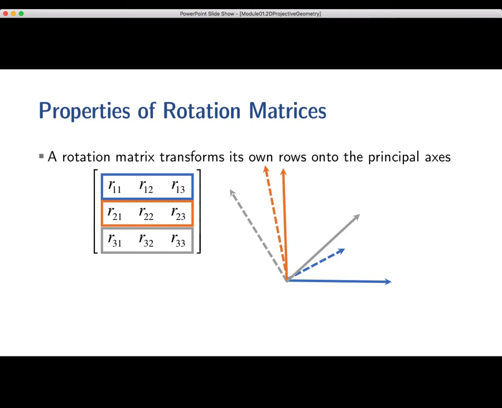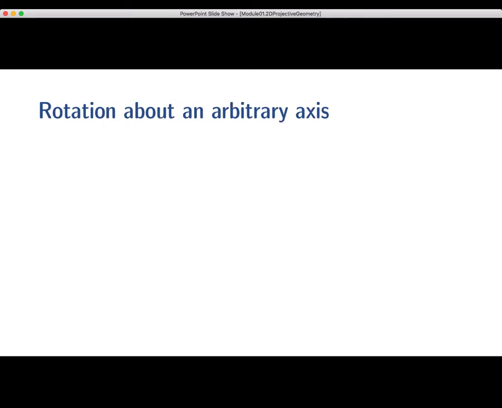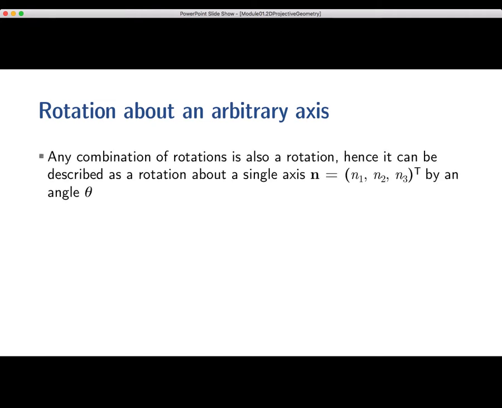Any questions? Is that clear? Okay. Now let's talk about rotation. I talked about rotation about the x-axis, rotation about the y-axis, rotation about the z-axis. But what if I have a problem where I want to rotate about some arbitrary axis, which is none of the principal axes? How do I do that?